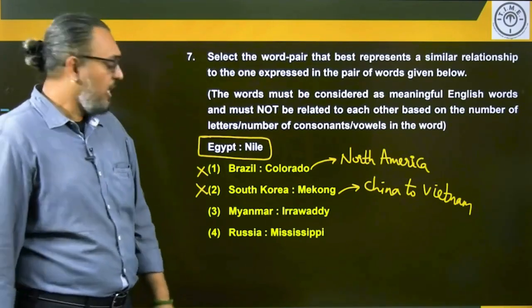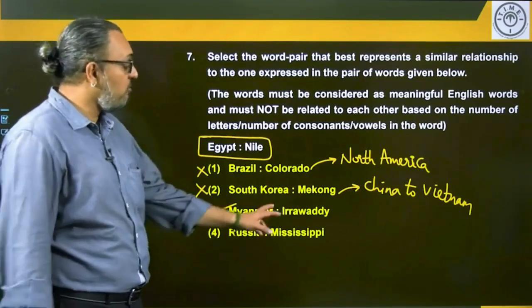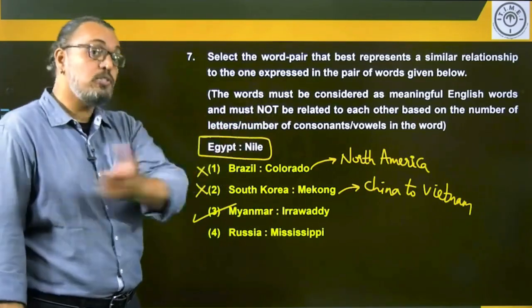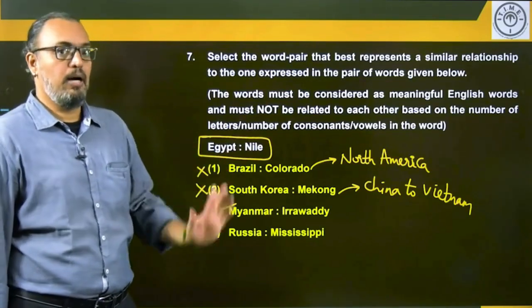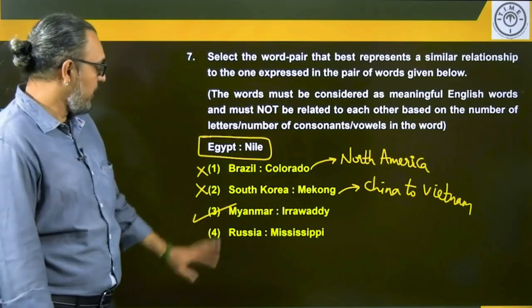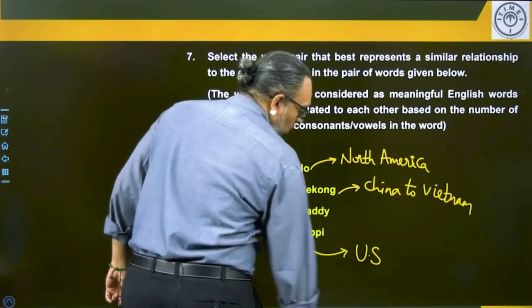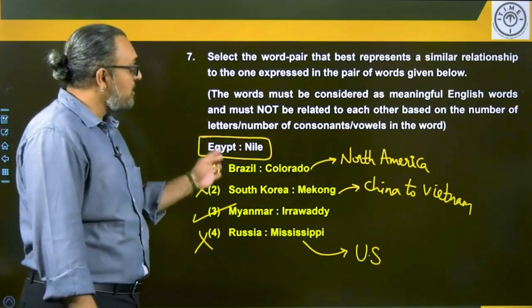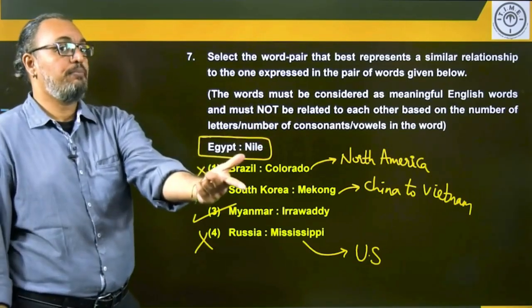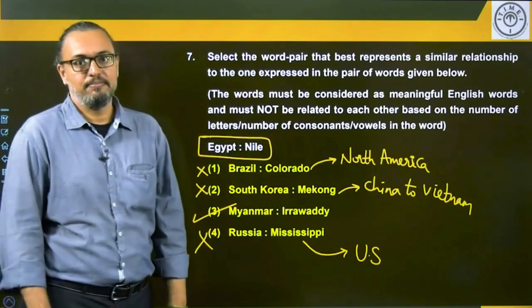That is also not. Myanmar, Irrawaddy, however, is your option because Irrawaddy is the river that flows in that country, Myanmar, formerly Burma. Okay. And Mississippi again flows in the US, not in Russia. So this also is not. So, third option. It is the country and the river that flows in that country. That is the relation. And we have the third option as the answer. Okay.